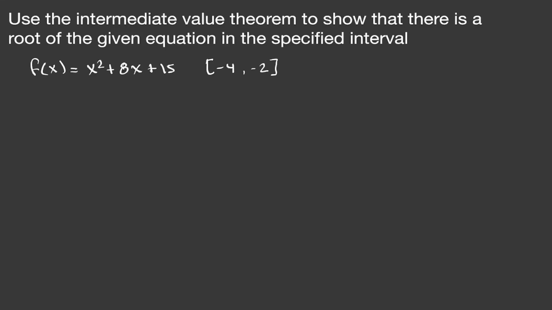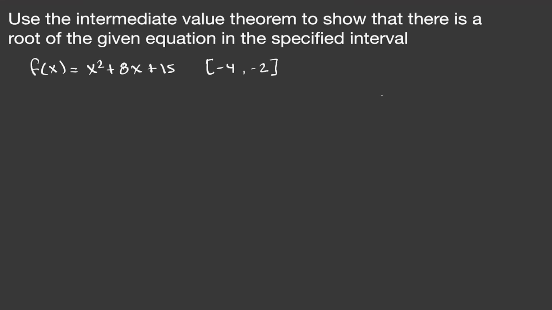What the intermediate value theorem is saying is that if we have a polynomial, and we know that a polynomial is continuous, since the intermediate value theorem only works for continuous functions, and we also have an interval, in this case -4 to -2, then we can say that there's another value in between those two where the function will be at 0, aka it will be a root of the function.